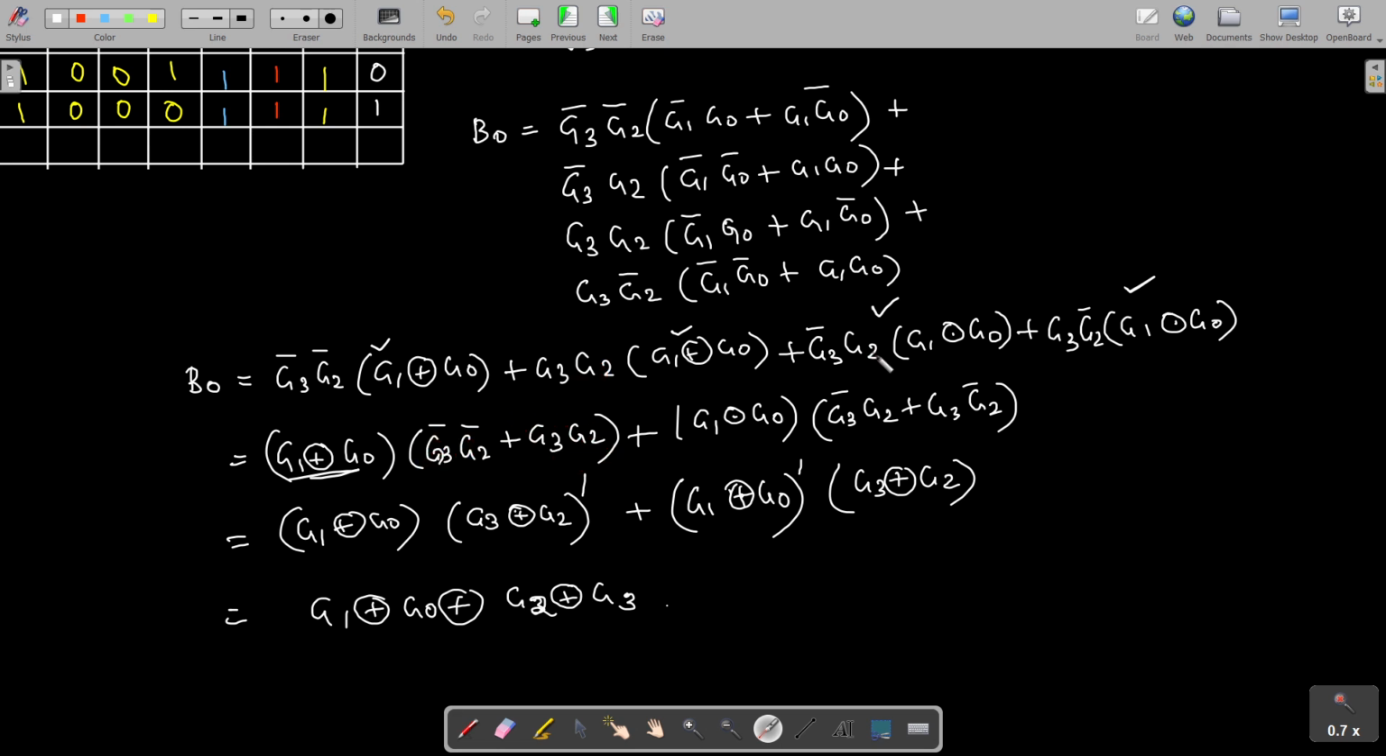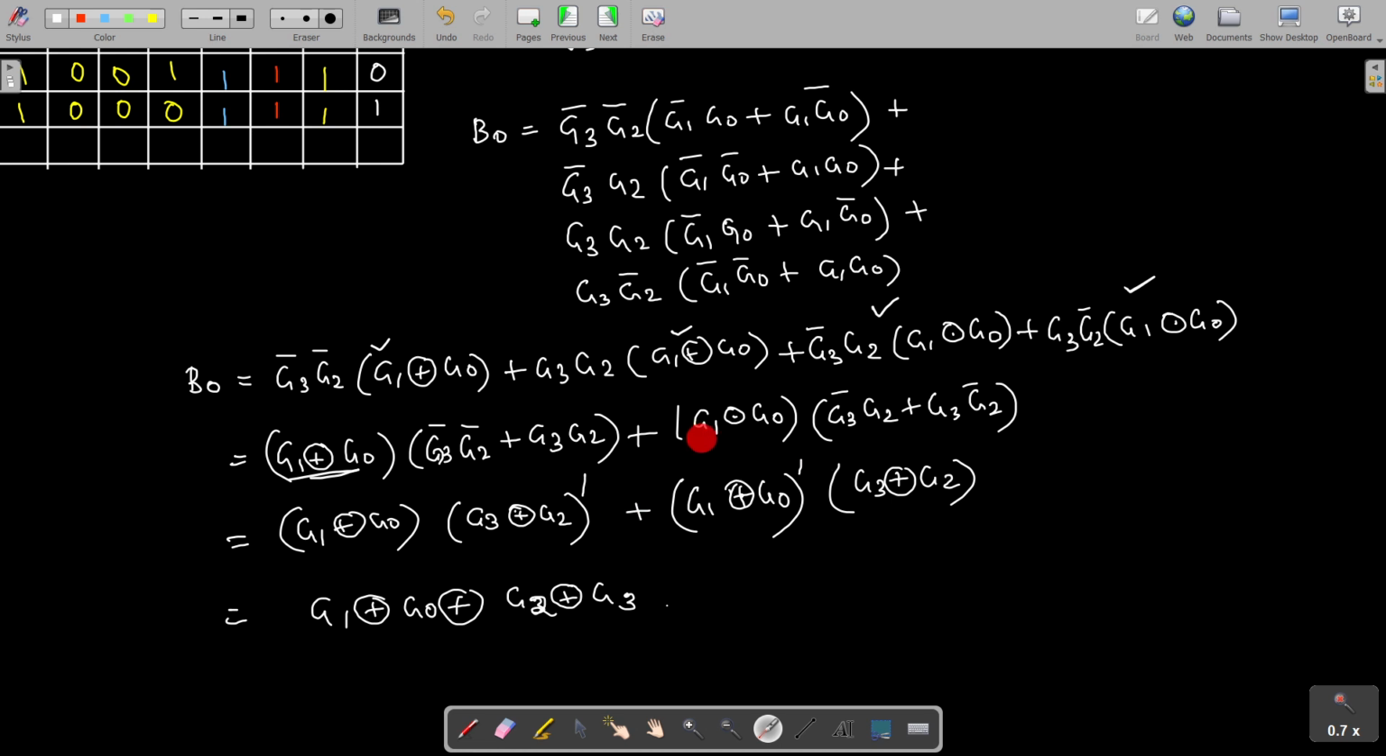Then you can combine these two, in which G1 exclusive NOR with G0 is common in these two terms, right? So it is taken outside. Within the bracket you can write G3 bar G2 plus G3 G2 bar. Here, G3 bar G2 bar plus G3 G2 means it is the XOR function with the inversion. That means XNOR. This is nothing but XNOR, isn't it? So I have written this XNOR as XOR complement.